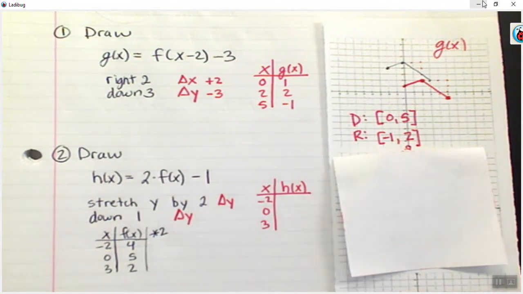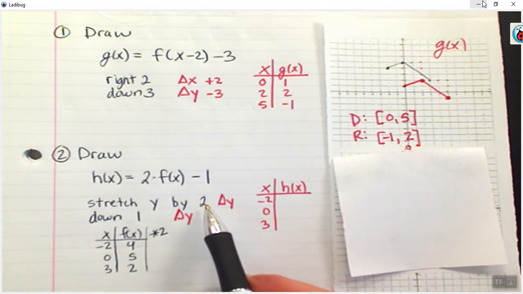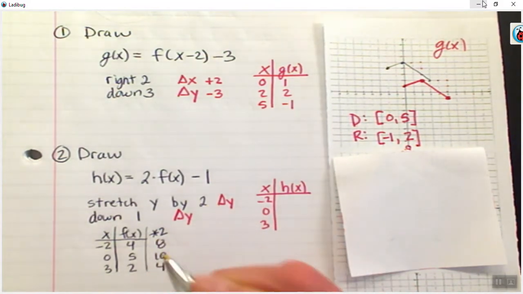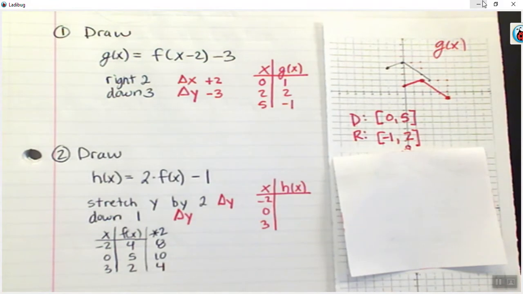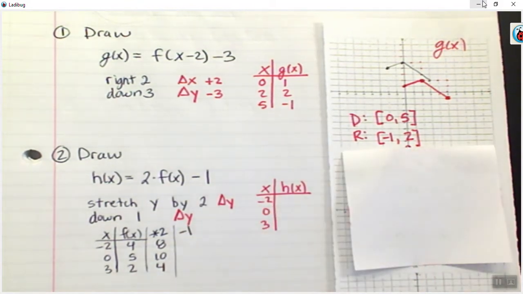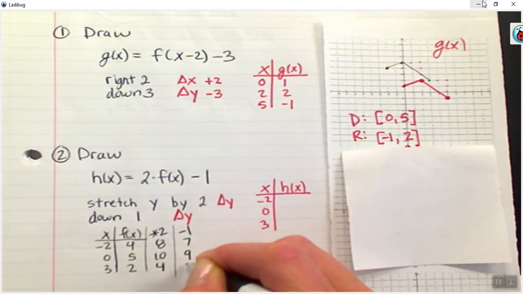Times it by 2. And I'll do it in 2 steps. Okay? The y coordinate has to be first times by 2. 8, 10, 4. You guys are all good at arithmetic. Okay? You can do that. Then I will subtract 1. Notice that I'm changing the y coordinate. I'm only looking at the y column. I'm just jotting my steps down next to it. 7, 9, 3.